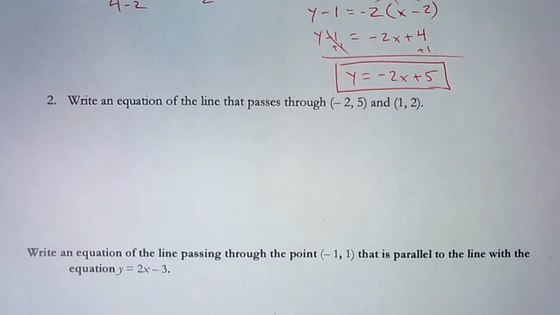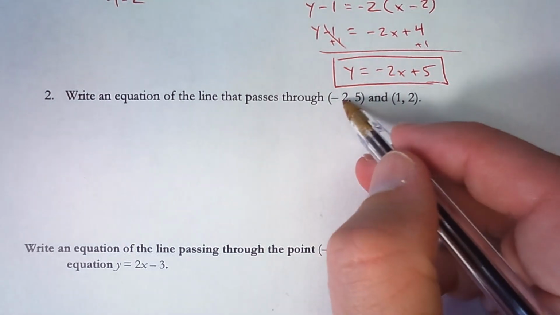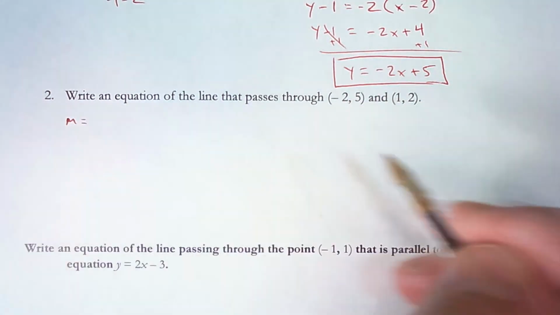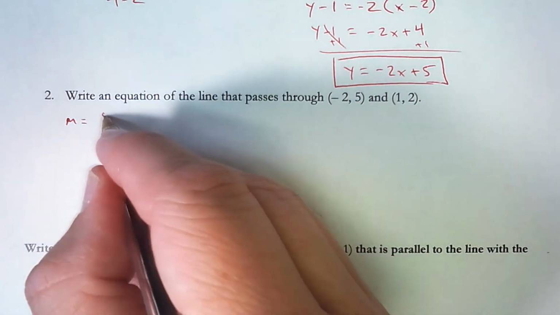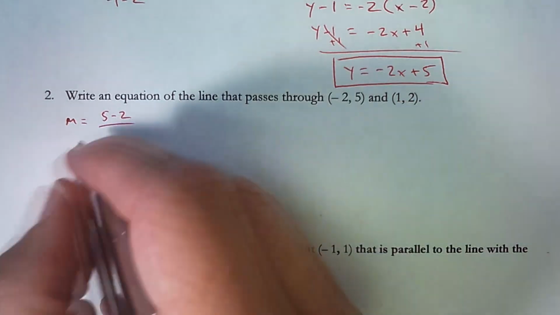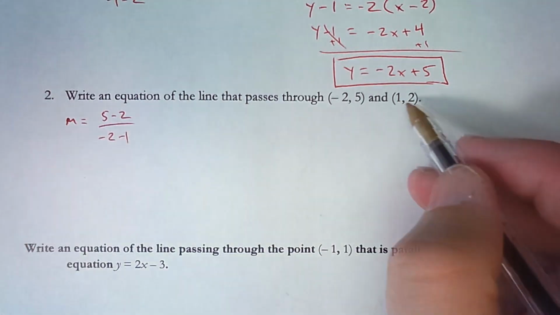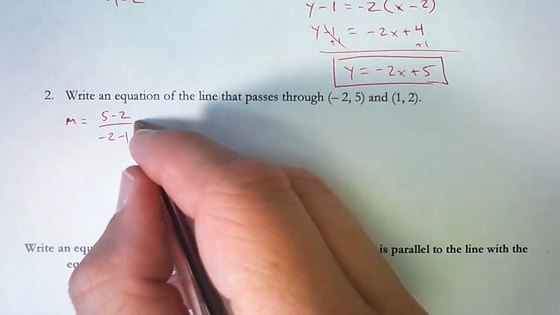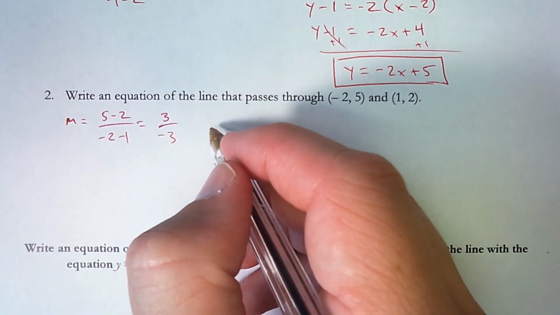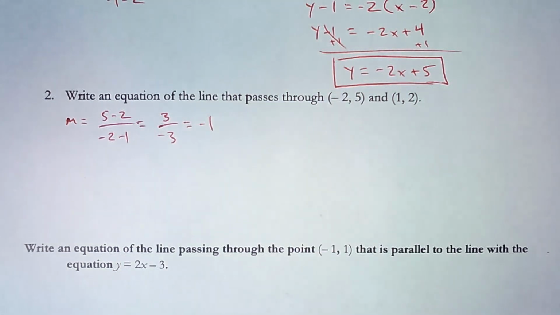Okay, let's try another one of those. So here are my 2 points. So I get my slope by doing y minus y, 5 minus 2, over x minus x, negative 2 minus 1. Okay, so I've got 3 over negative 3. So my slope is negative 1.